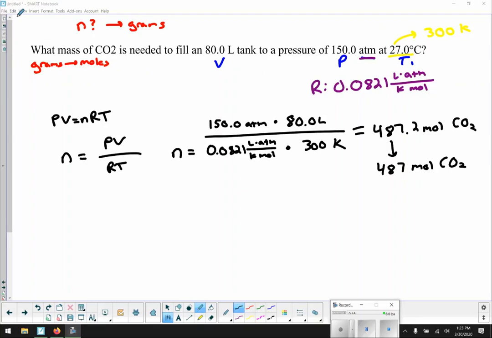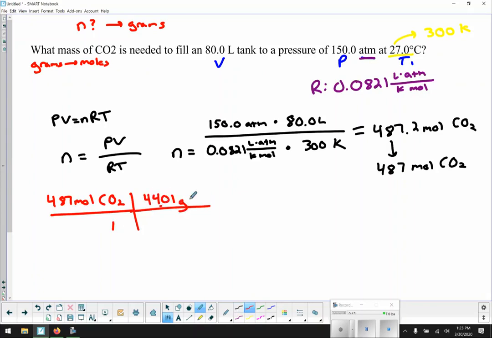Okay, and if we do the math, we get 487.2 moles of CO2, which I then rounded to 3 sig figs for 487 moles of CO2. But this doesn't ask about moles, this asks about grams. So we get to do a molar conversion, everybody's favorite. Not a hard one, just moles to grams. So 487 moles of CO2 over 1, and then we're just converting to grams. CO2 is 44.01 grams over 1 mole.